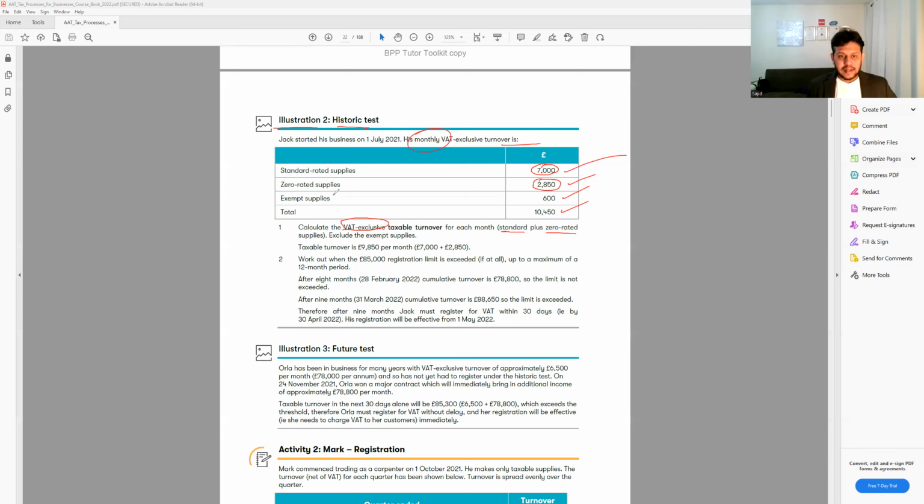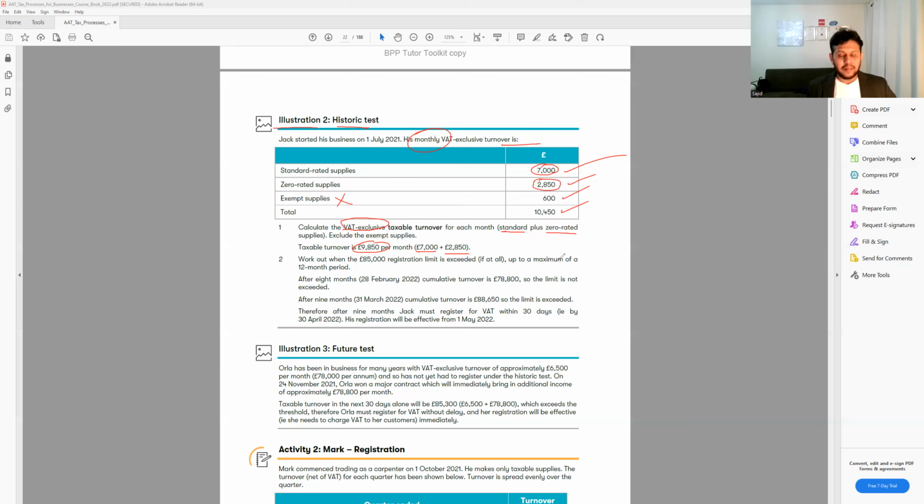Do not take the exempt. So do not take the exempt supply when you calculate the 85,000. So taxable turnover is 7,000 plus 2,850. So per month, 9,850. So work out when the 85,000 registration limit will be exceeded.